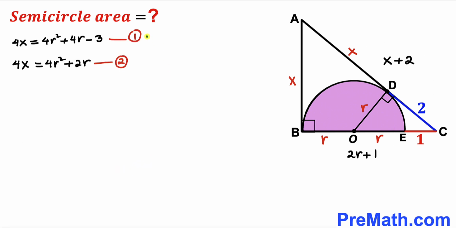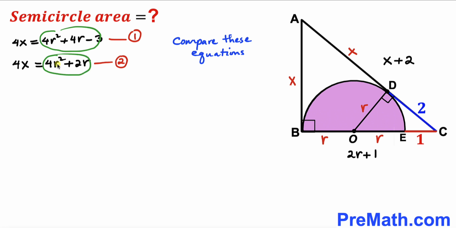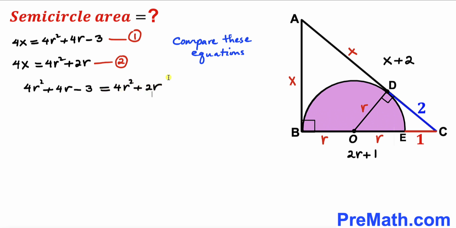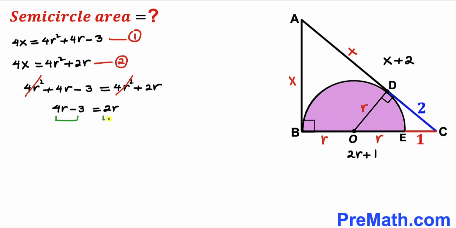So we ended up with these two equations, equation 1 and equation 2, and we are going to compare them. Now we can see our left hand sides are identical, so we are going to equate the right hand sides as well. I can write 4r square plus 4 times r minus 3 equal to 4r square plus 2 times r. Now we can see this 4r square and this 4r square are gone. So we end up with 4r minus 3 equals 2r.